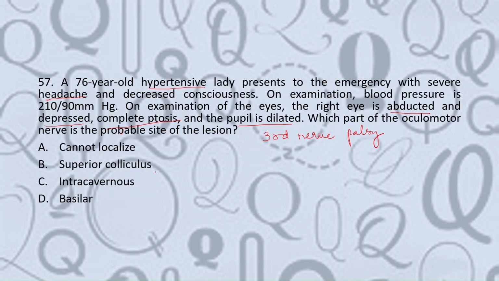We just discussed this. The basilar part is very commonly associated with the posterior communicating artery aneurysm. So probably the aneurysm has been compressing the third nerve, and right now she has presented with decreased consciousness, probably due to the rupture of the aneurysm. So the answer here would be basilar part.